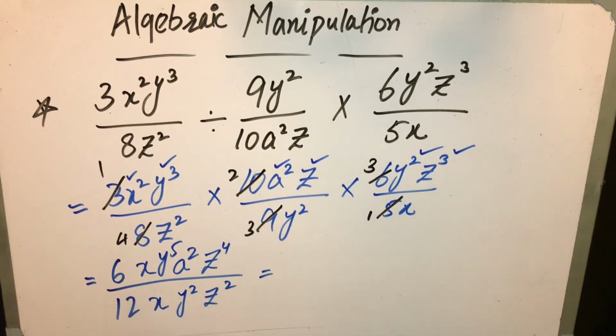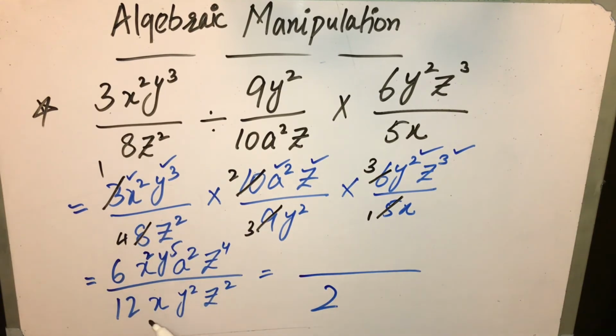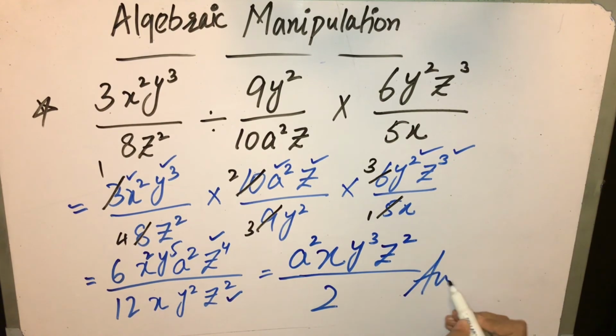Final answer will be 6 1s are 6, 6 2s are 12. So there is no need to write 1 2 in the denominator. There is a single x, this is x^2. Okay, and there is a single x here. So x^1 here, y^3 in the numerator. Again, y is more in the numerator, x is more in the numerator. a is in the numerator. I shall write a at the start. And z^4, z^2. So z^2 is left in the numerator and this is the final answer.